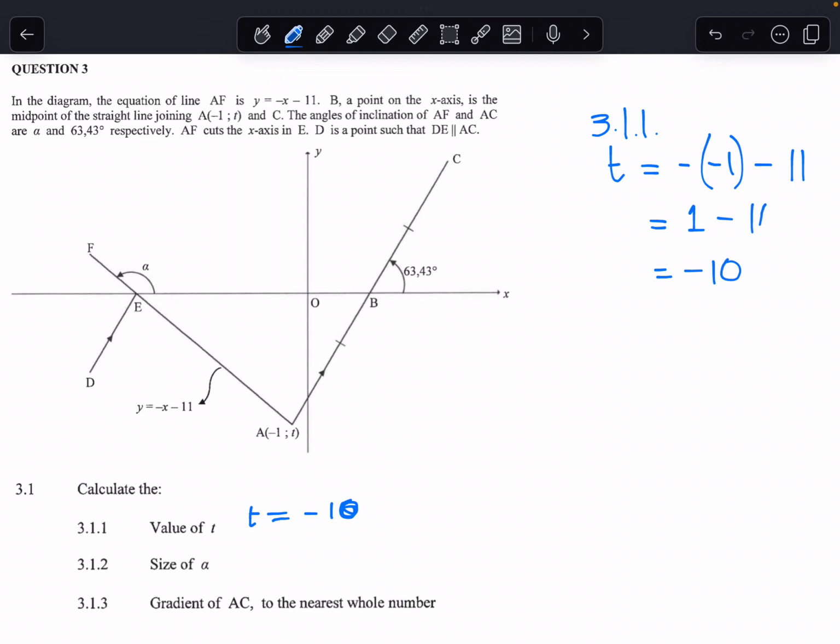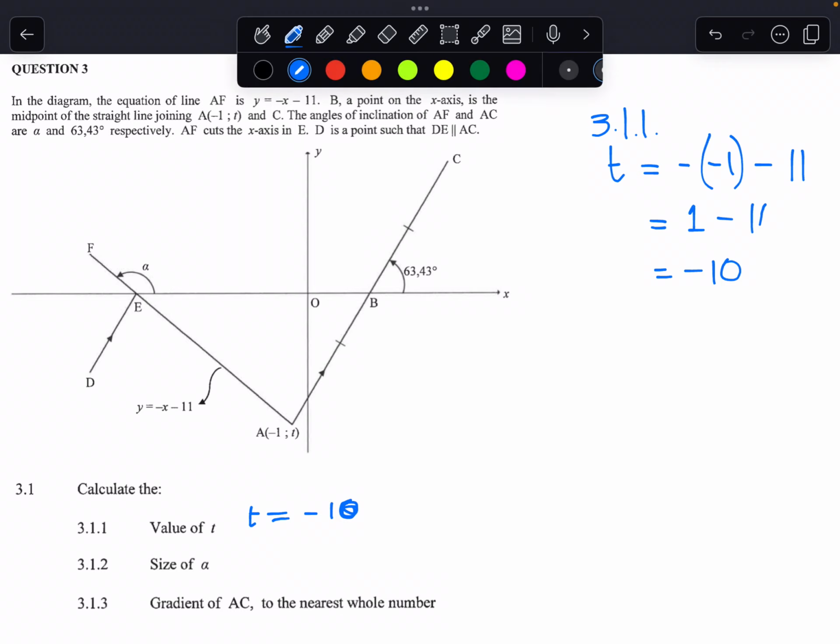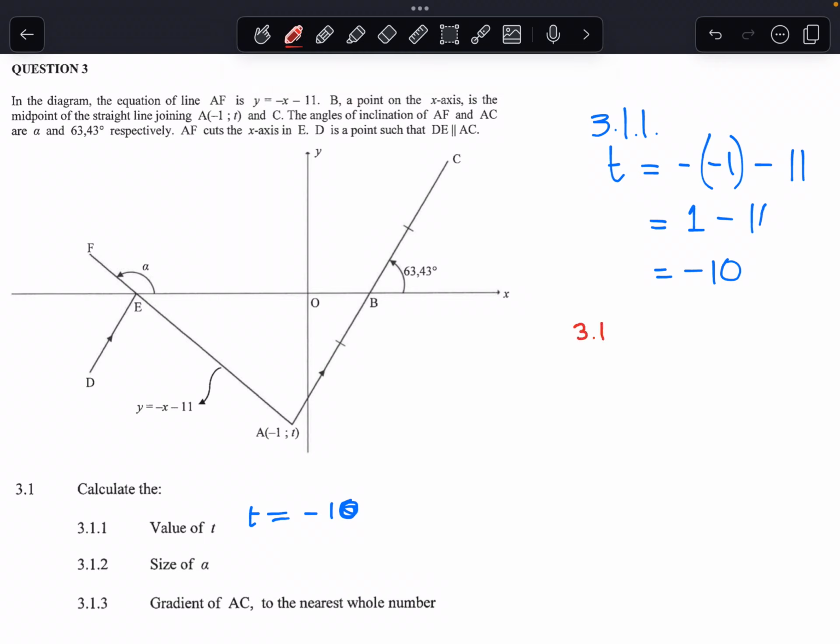Then we're asked to figure out the size of alpha. Alpha is the angle of inclination for our line AF, and we've been given the equation of this line, which means we know what its gradient is. We know what m is. So we can use that to figure out what the angle of inclination is. So 3.1.2, we're going to use the m is equal to tan theta relationship. We know that our m is negative 1, and theta in this case is actually alpha. So in order to figure out what alpha is, we need to take the inverse.